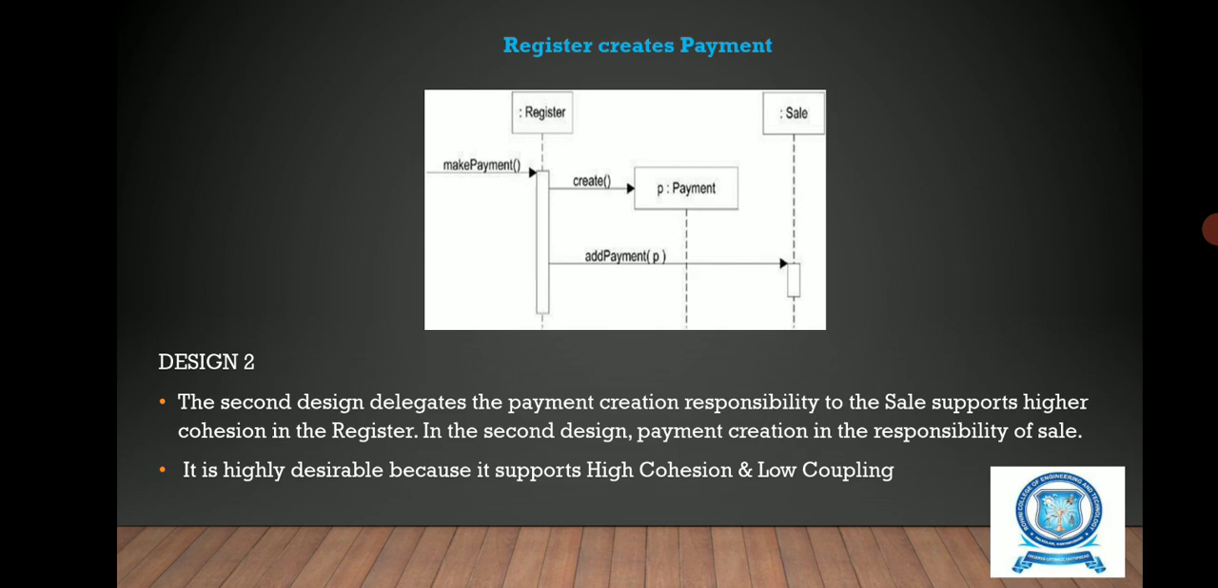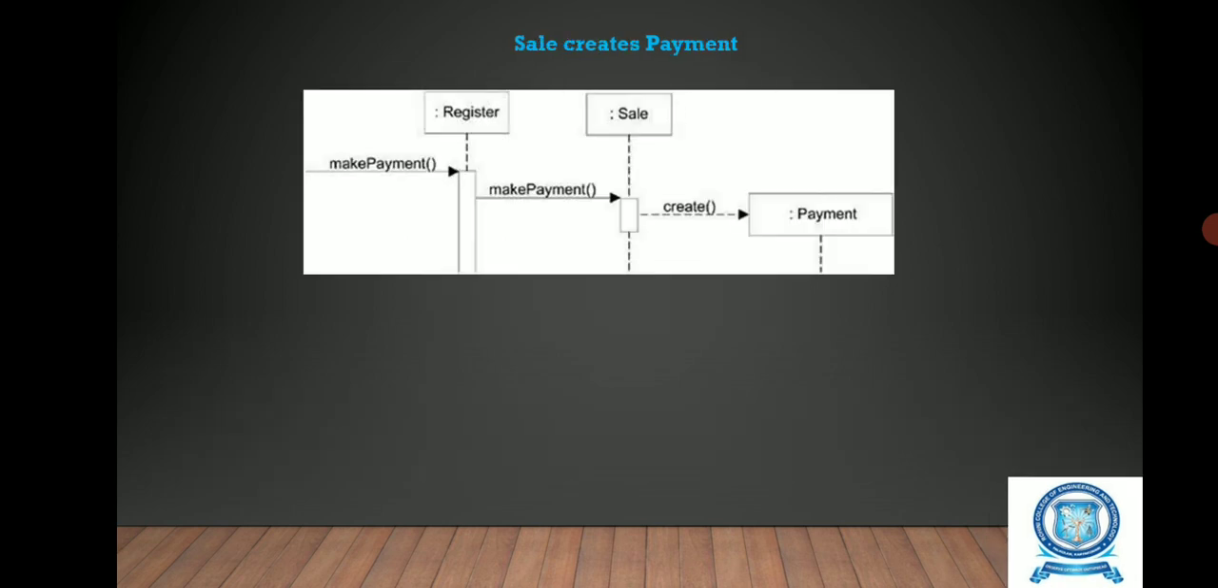In the case of design 2, the second design delegates the payment creation responsibility to the sale, which supports higher cohesion in the register. In the second design, payment creation is the responsibility of sale. It is highly desirable because it supports high cohesion and low coupling. This diagram implies the sale creates the payment.